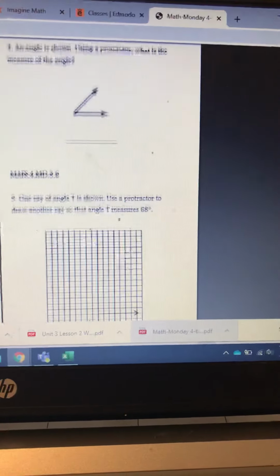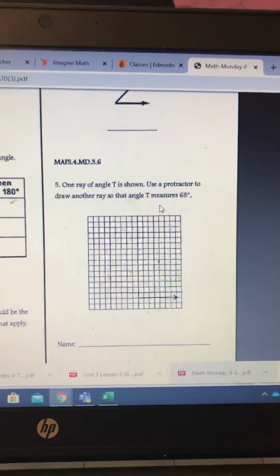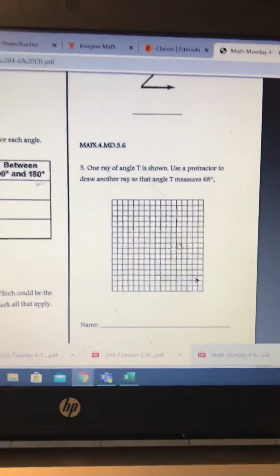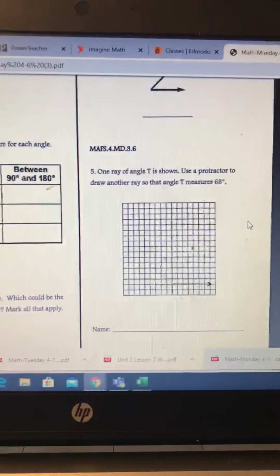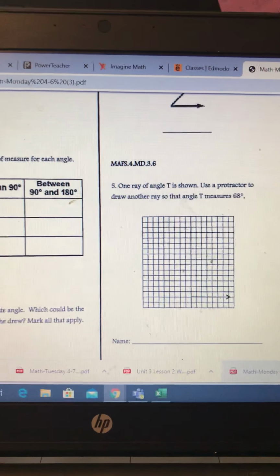Same for number 5, using a protractor. It says draw another angle that measures 68 degrees. If you don't have a protractor, you can make the best guess that you can on what a 68 degree angle would look like, okay? And that's your FSA countdown page. If you have any questions on any of those 5 questions, please message me on Edmodo.